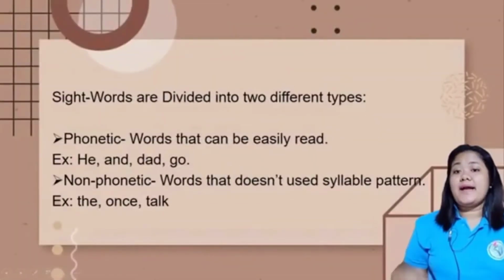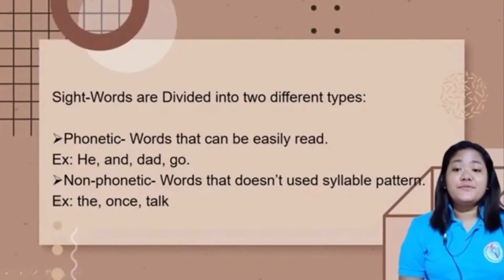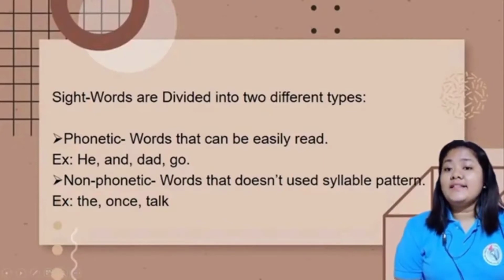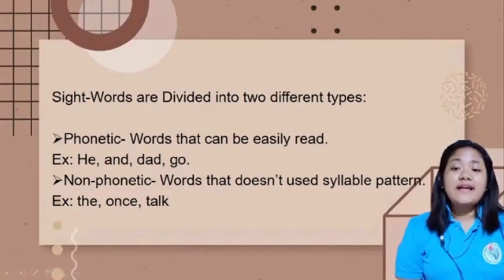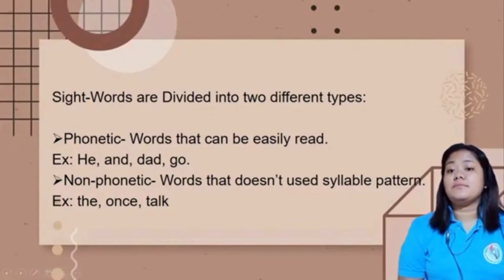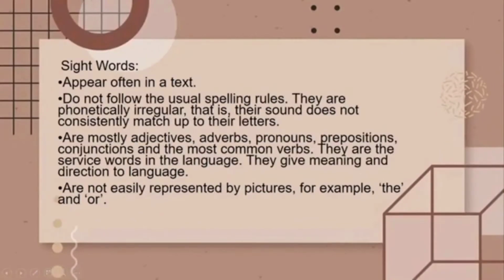But bear in mind that there are two different types of sight words. The first one is the phonetic, or those words that can be easily read, like he, and, dad, and go. And the second one is non-phonetic, or those words that cannot be decoded using the standard alphabetic principle and syllable pattern work, like the, once, and talk. Sight words appear often in a text.